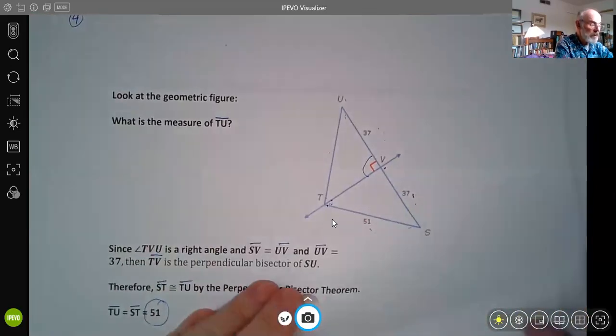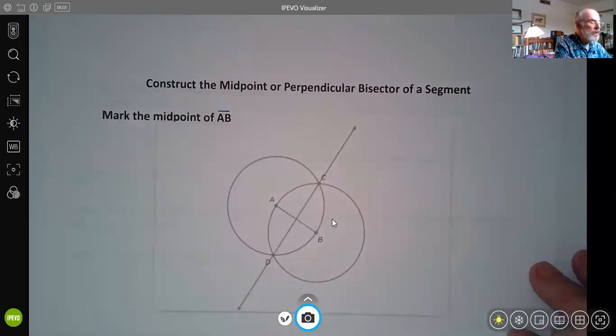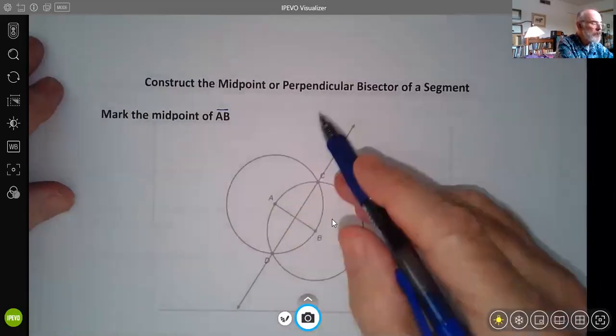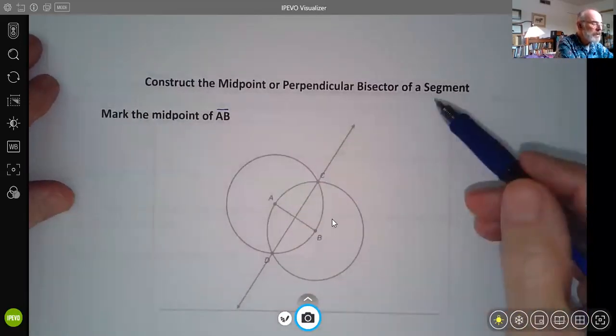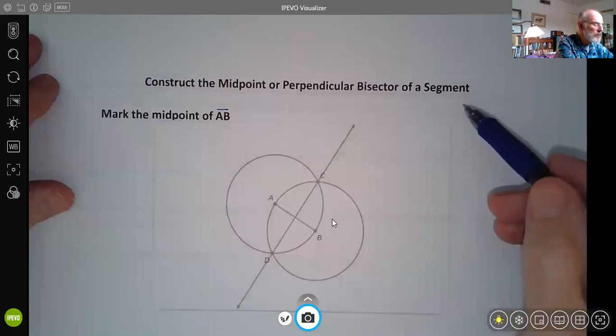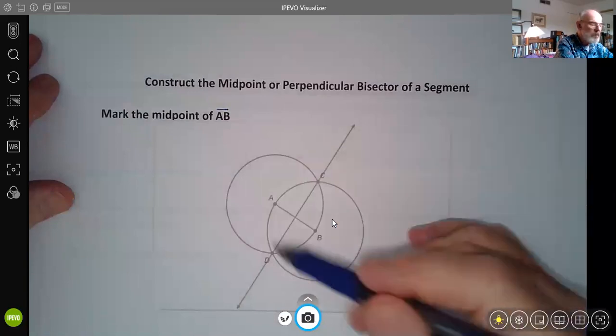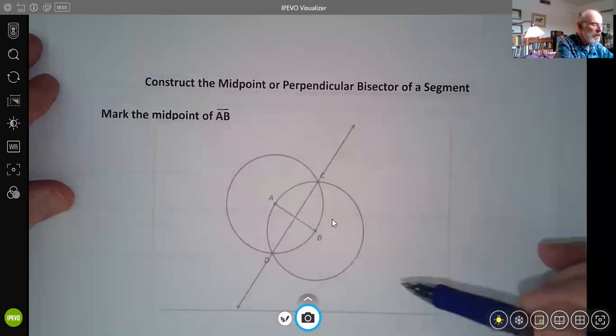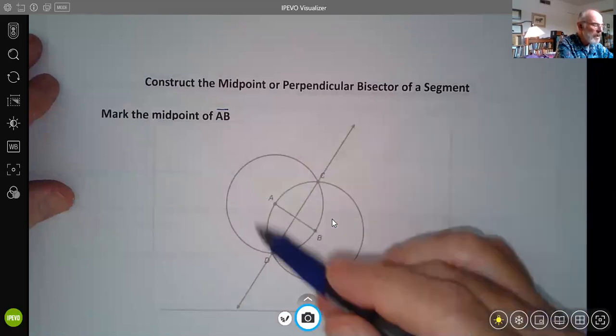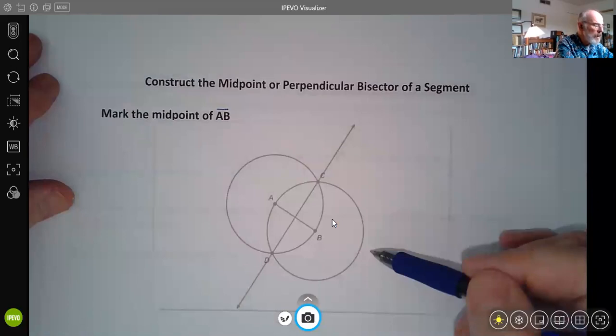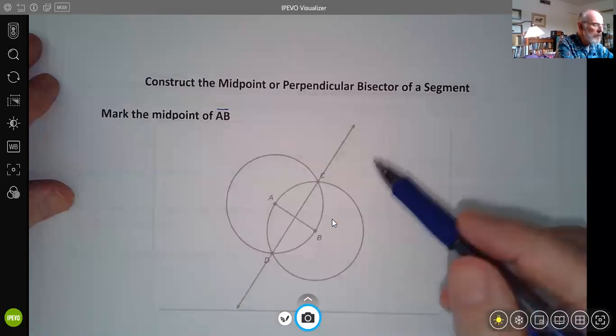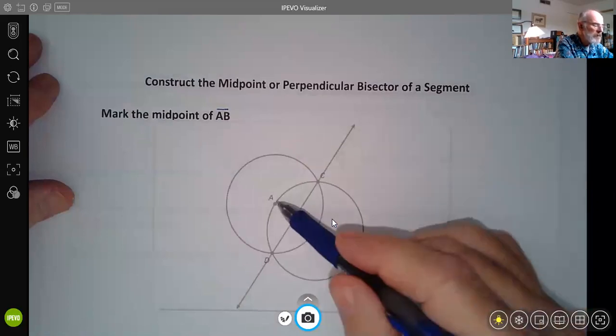So let's move on. All right, so now we're going to go to constructing the midpoint or perpendicular bisector of a segment. And so you see this really weird, kind of complicated looking drawing, and they want you to mark the midpoint of AB. Well, AB is this line segment, this right here.